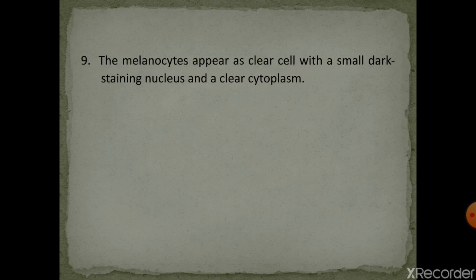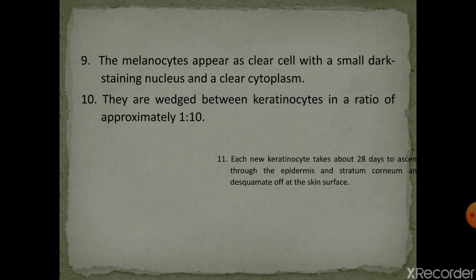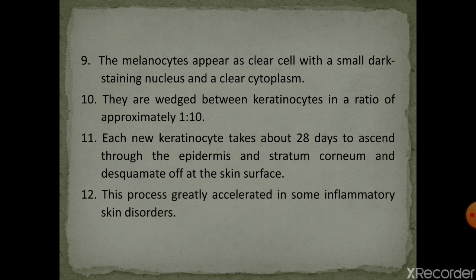The melanocytes appear as clear cells with a small dark staining nucleus and a clear cytoplasm. They are wedged, meaning scattered, between keratinocytes in a ratio of approximately 1:10. Each new keratinocyte takes about 28 days to ascend through the epidermis and stratum corneum and desquamate at the skin surface. This process is greatly accelerated in some inflammatory skin disorders.